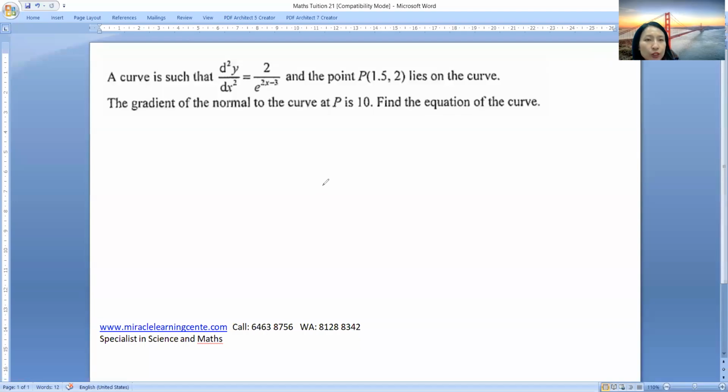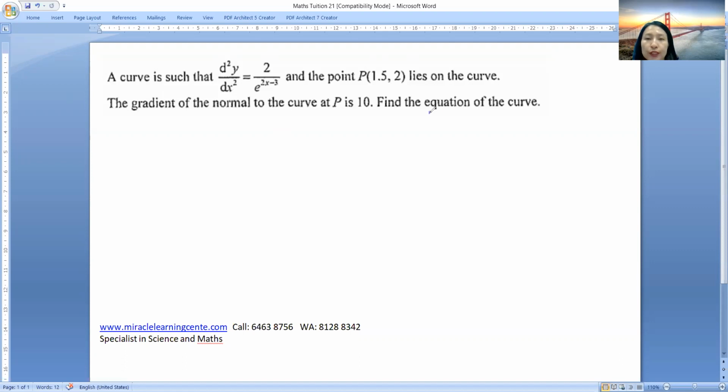Let us look at this maths question. A curve is such that d squared y over dx squared equals 2 over e to the power of 2x minus 3, and the point P (1.5, 2) lies on the curve. The gradient of the normal to the curve at point P is 10. Find the equation of the curve.